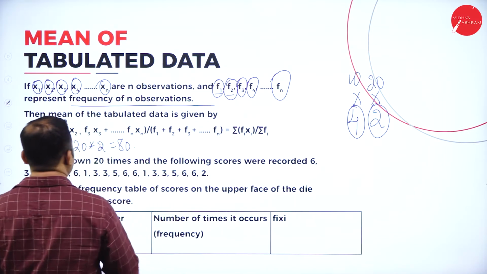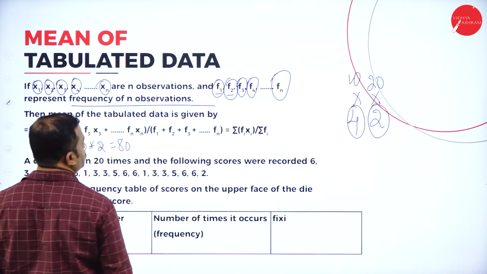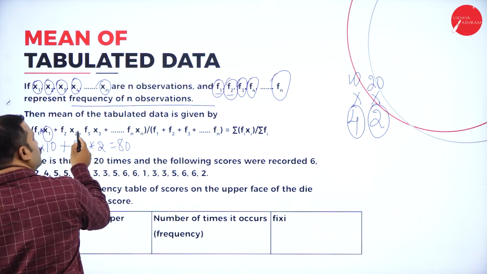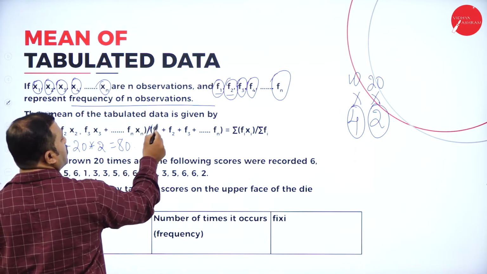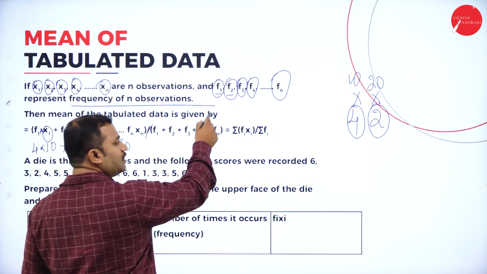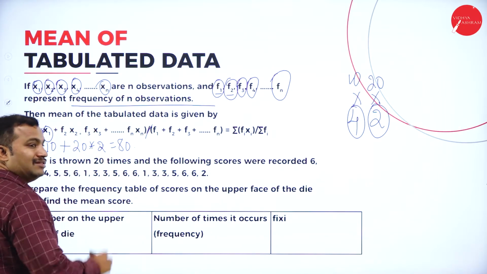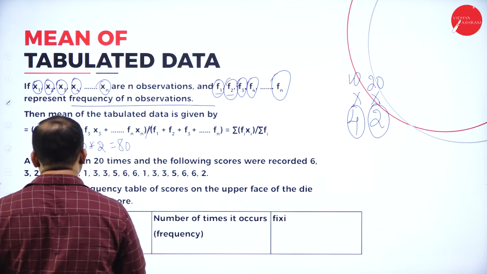If I do that operation, same thing here, by using the frequency distribution, that is f1 into x1 plus f2 into x2 plus f3 into x3, and so on up to fn into xn, divided by f1 plus f2 plus f3 plus up to fn. That gives me the value of the mean of this data.